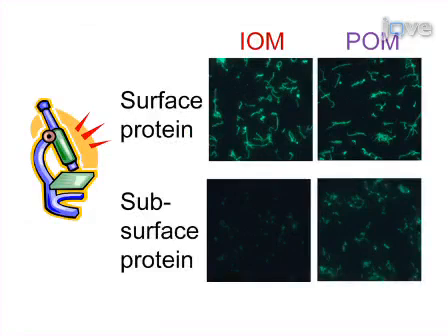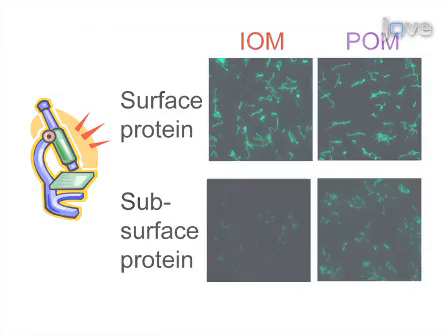Surface-localized proteins can be labeled and observed in intact and permeabilized cells, while subsurface proteins can only be observed in permeabilized cells. This method can help answer key questions in the microbial pathogenesis field, such as, is a protein localized on the bacterial surface, where it can play a role in host pathogen interactions?